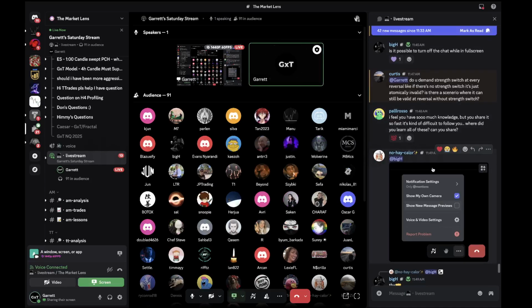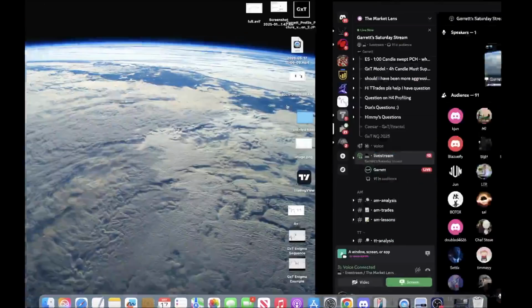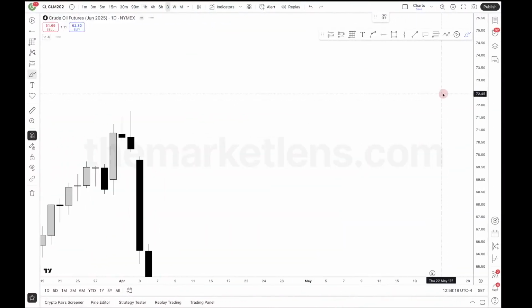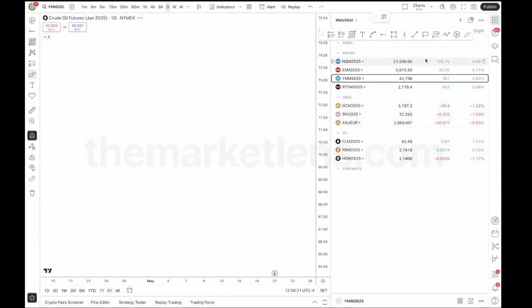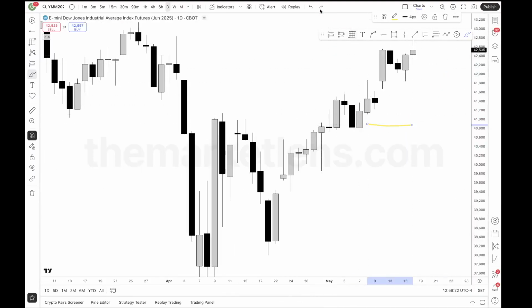Do you determine switch at every reversal? No, not every reversal. This is something that we're going to go over maybe later. There's a time and place to look for it, but this is something you're going to see a lot. So let's go over this example on YM. It happened a couple weeks ago.